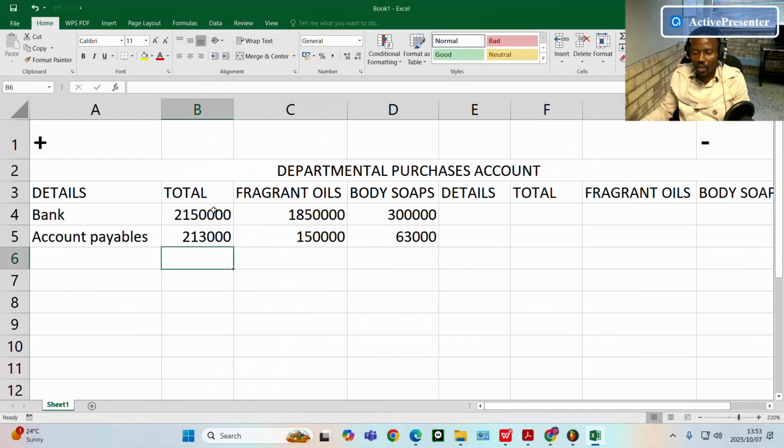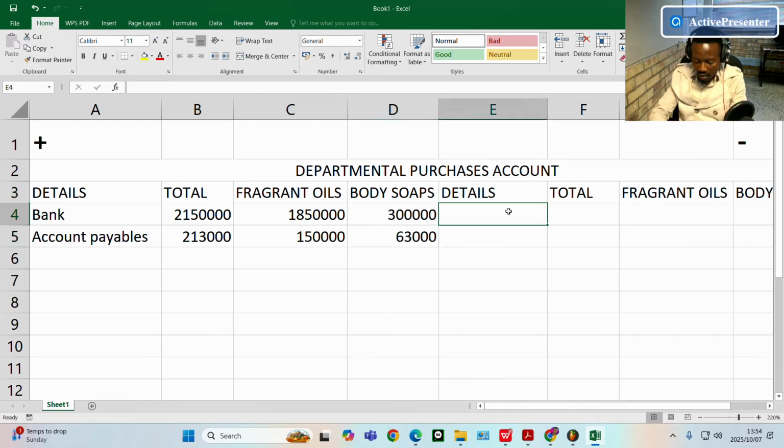So the owner took from body soaps. Remember, anything that comes in, it comes in on the debit side. Anything that goes out, it goes out on the credit side. So meaning we are going to be calling this what? Drawings. So it's drawings.